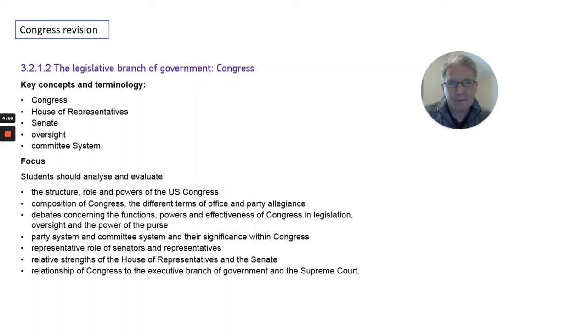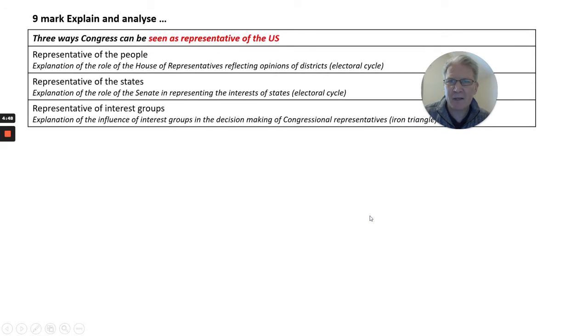Okay, year 13, 5-minute revision on 9-mark questions. Always start with your specification, be aware of the kind of things you need to cover. Here we go with the first question. Explain and analyze 3 ways in which Congress can be seen as representative of the US.